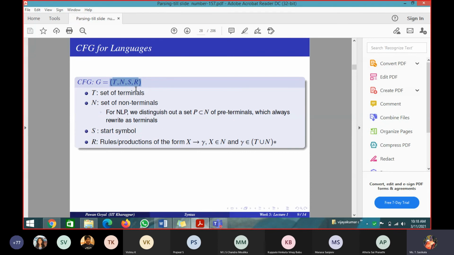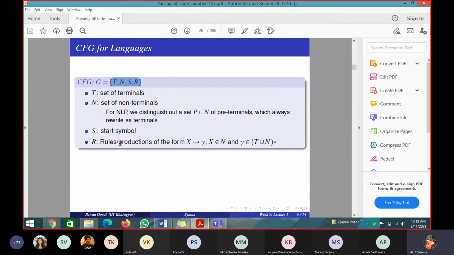Next one, N. N is a set of non-terminals. It helps me to derive the derivations. From that I can derive more states. From a pre-terminal I can derive a terminal. Like that I can derive many states. So that is called non-terminals. And S is called the start symbol, to start the derivation. And R we call as the production rules.